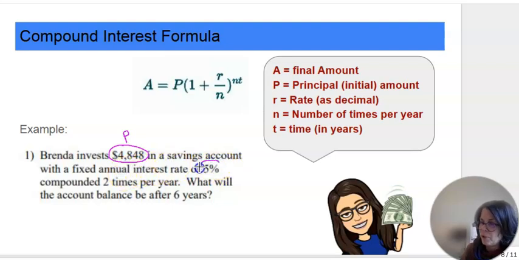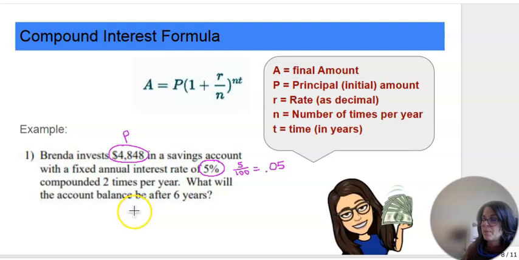There is a fixed annual interest rate of 5%. That's important to you for the rate. I know that I'm going to need to turn it to a decimal. Remember, you divide by 100, so that is 5 over 100, or move the decimal 2 places to the left, 0.05.